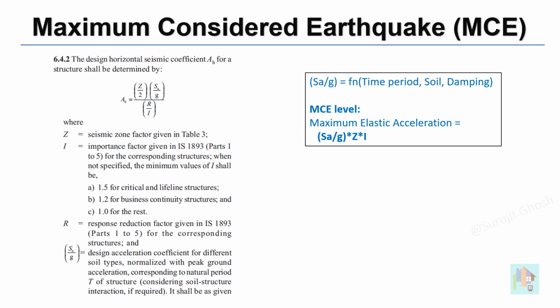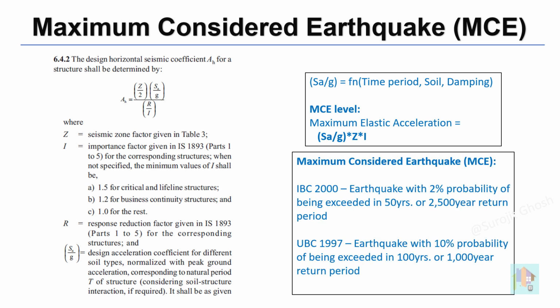This SA/G into Z into I is the maximum elastic acceleration, and it represents the MCE level earthquake. MCE is the maximum expected earthquake for any region. It is not defined properly in IS 1893, and if we consider any international code like International Building Code 2000, it is an earthquake having a 2% probability of being exceeded in 50 years, or 2500 year return period.